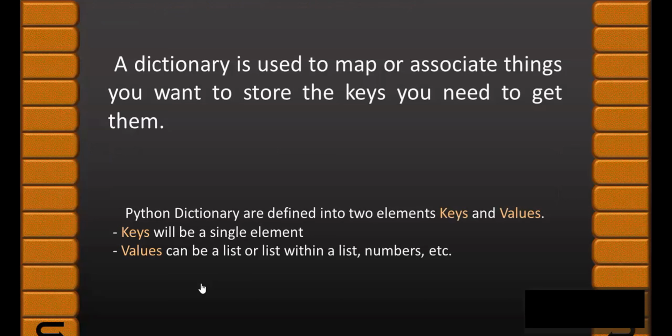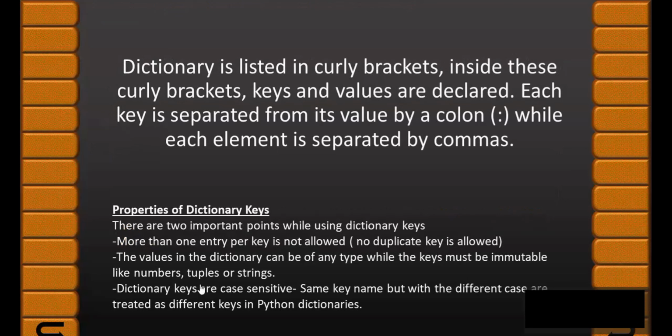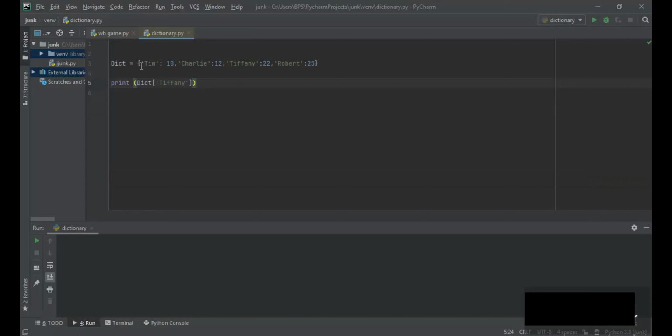Let's create a dictionary, linking a room to other rooms. A dictionary is used to map, or associate, things you want to store with the keys you need to get them. A dictionary is listed in curly brackets. Inside these curly brackets, keys and values are declared. Each key is separated from its value by a colon, while each element is separated by commas.